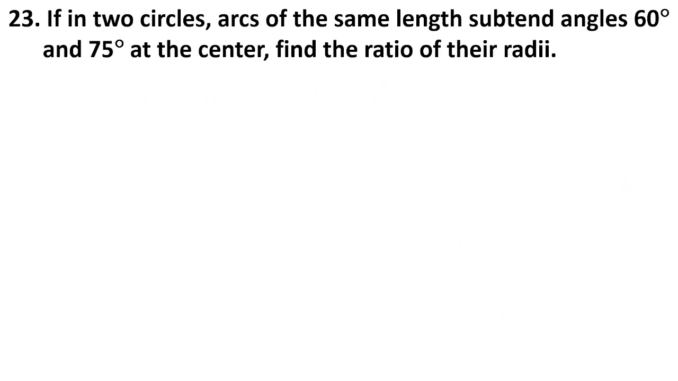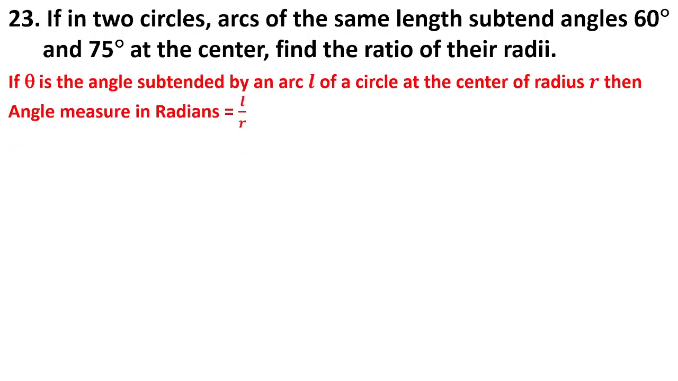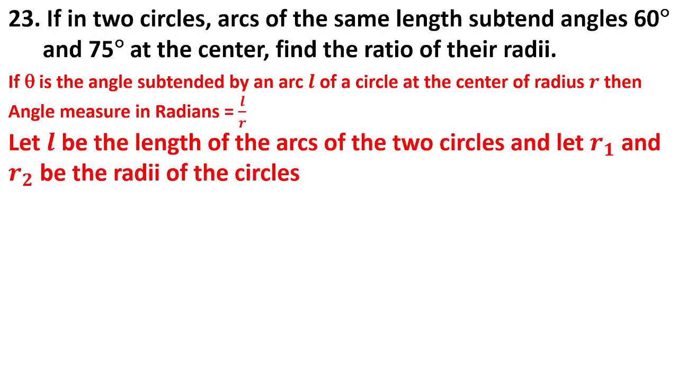It is given that in two circles the arcs of the same length subtend angles 60 degrees and 75 degrees at the center. Find the ratio of the radii. For this we are using a result. If theta is the angle subtended by an arc L, then the angle measured in radians is equal to L by R. Let us call L the common length, and R1 and R2 the radii.